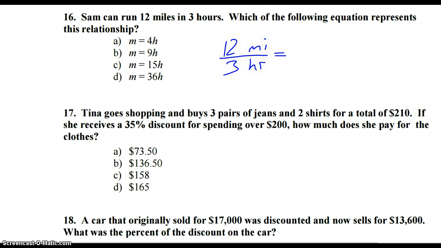Well, 12 divided by 3 is 4 miles per hour for every 1 hour. Alright, so you can look at it like that too. But remember, you want to take the amount of hours he runs times something to equal the total mileage, and A represents that. If I take 4 times 3, I get 12 miles. So, a couple different ways to look at that, as always.